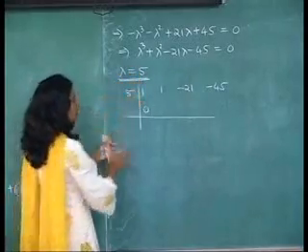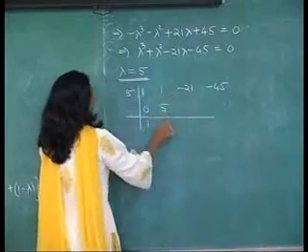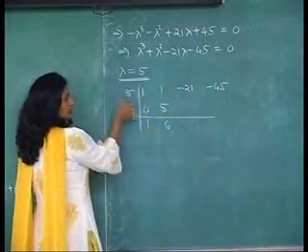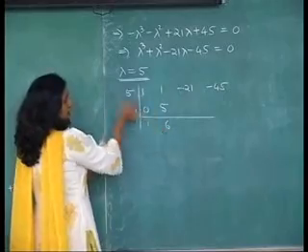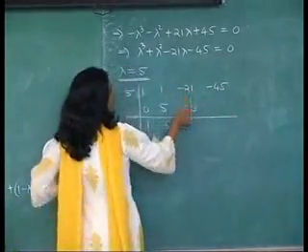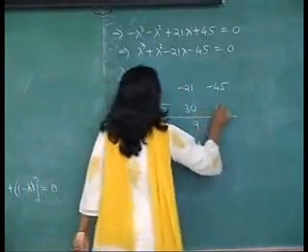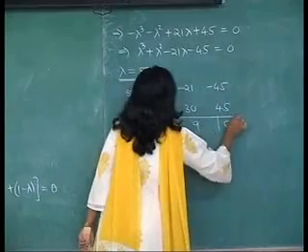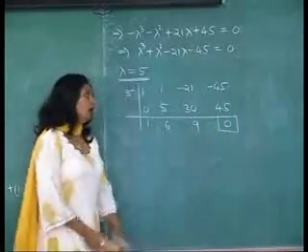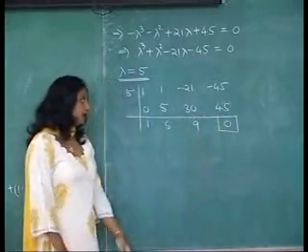1 plus 0, 1. 1 into 5 is 5. 1 plus 5 is 6. Then 6 into 5 is 30. Minus 21 plus 30 is 9. And 9 fives is 45. At the end, if all your calculations are correct so far, this last term has to be 0. That means your calculations are correct.